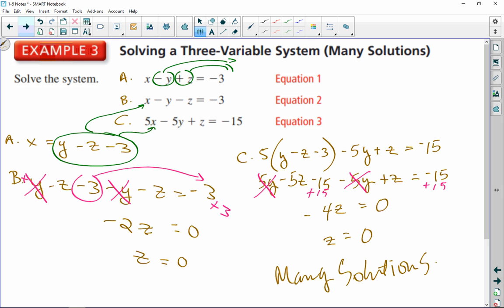Now, whatever method you want to use, you've got 2 options. You can use substitution or you can use elimination, and it will work. Could we have used substitution on that first problem? Yeah, we could. That's the nice thing about it. But it's all like a process of elimination.